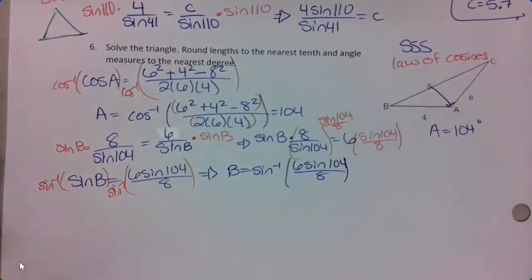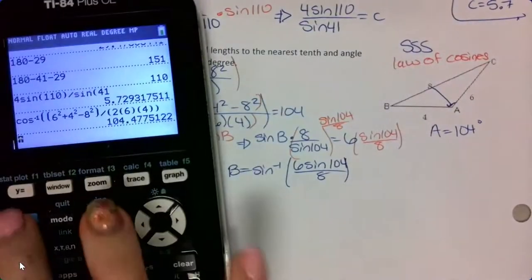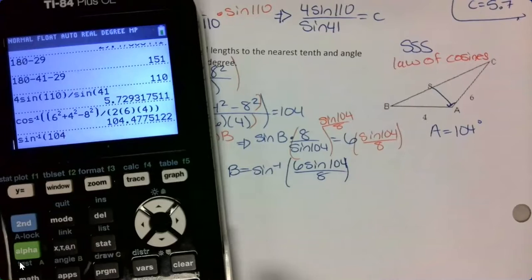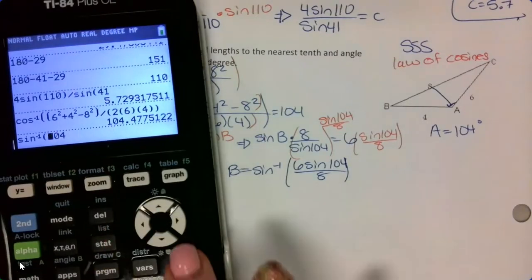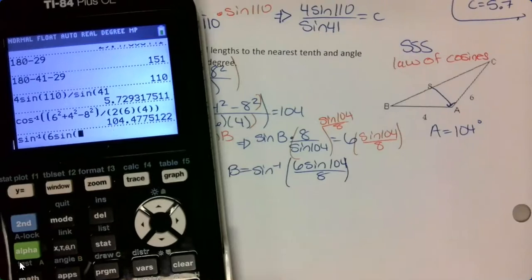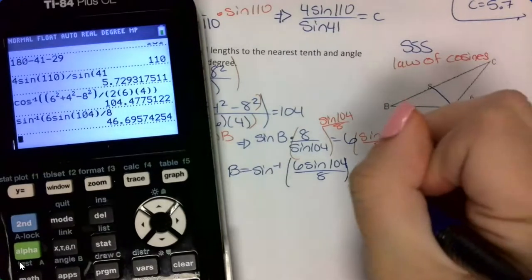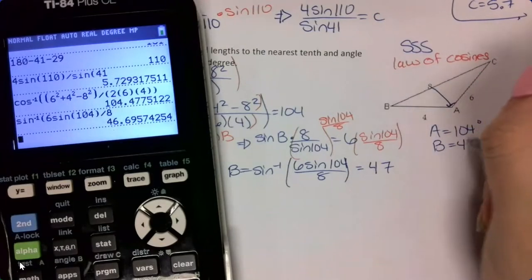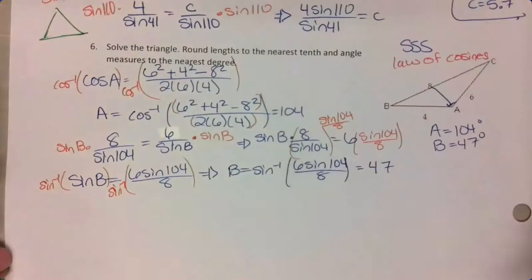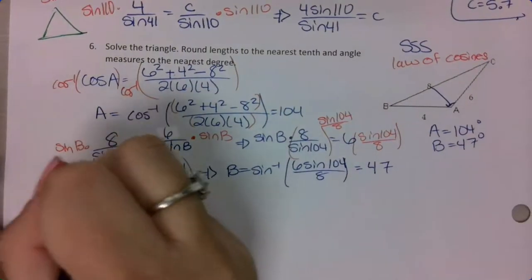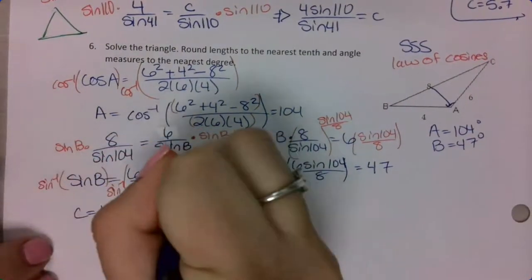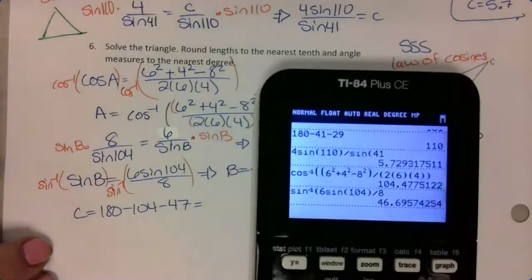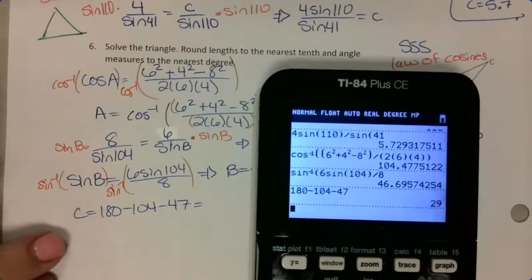Then I'm going to go ahead and type this into the calculator. Okay, so this is going to give me 47, because I'm with an angle, so angles get rounded up to the next whole number. I have 2 out of my 3 angles on my triangle. I can subtract from 180 now, which gets me 29.